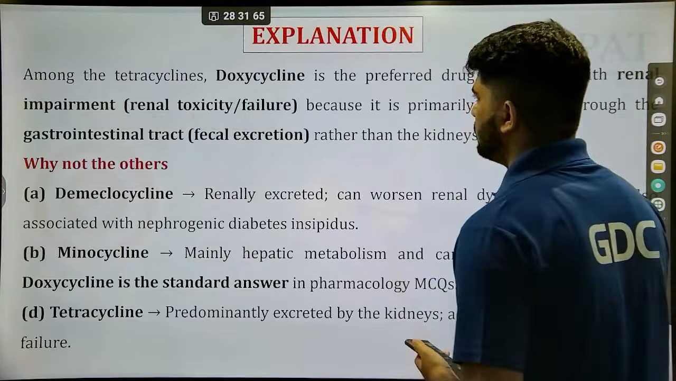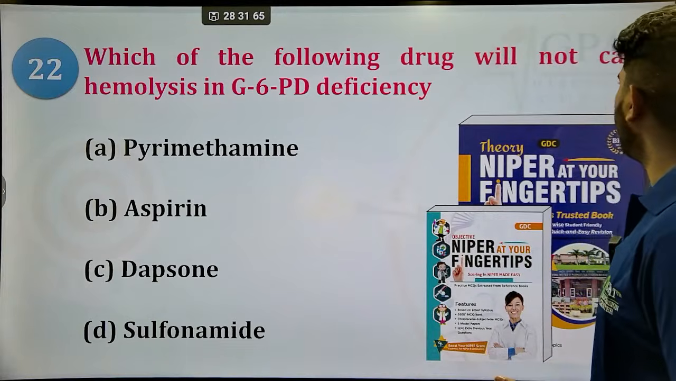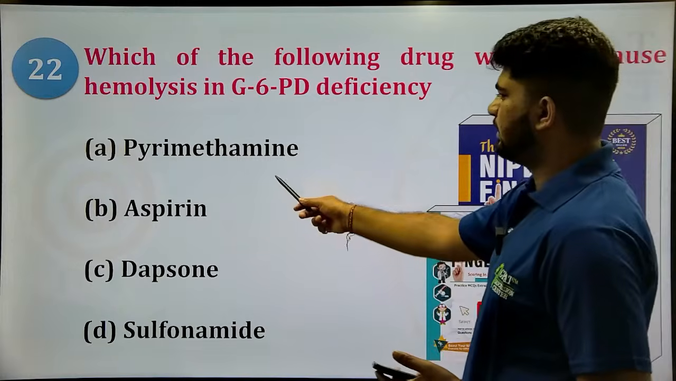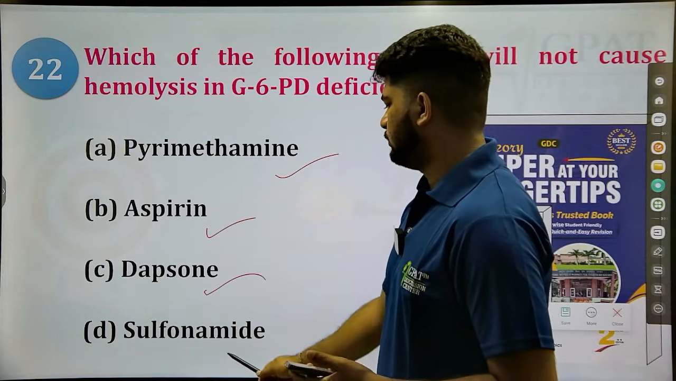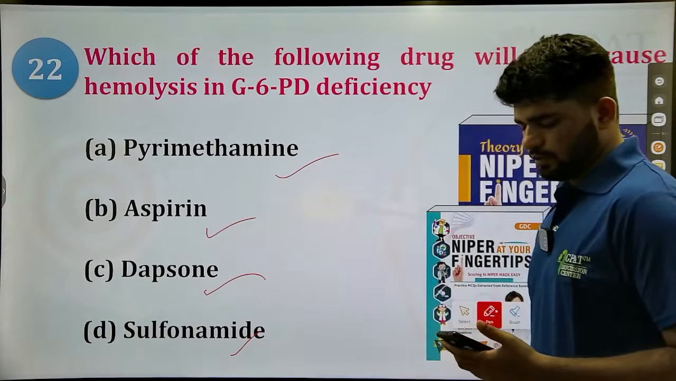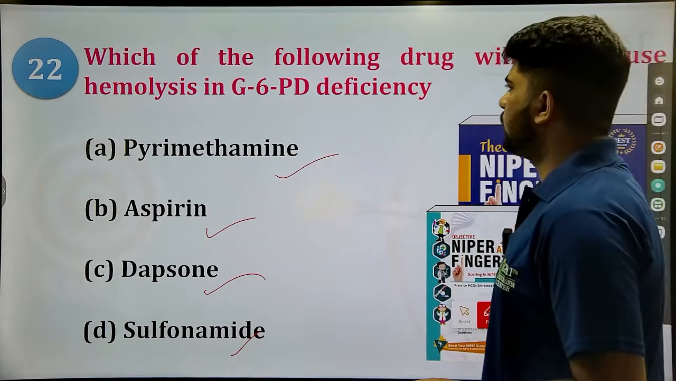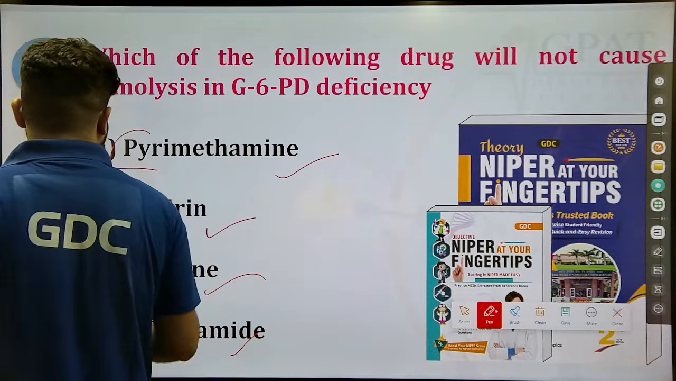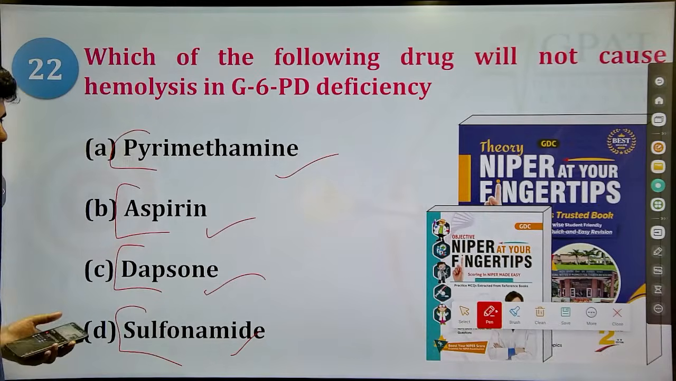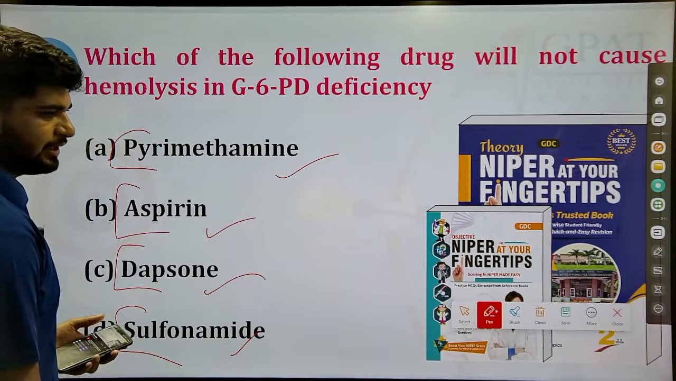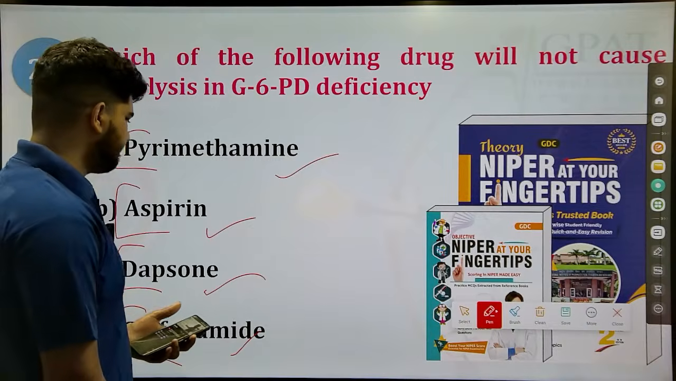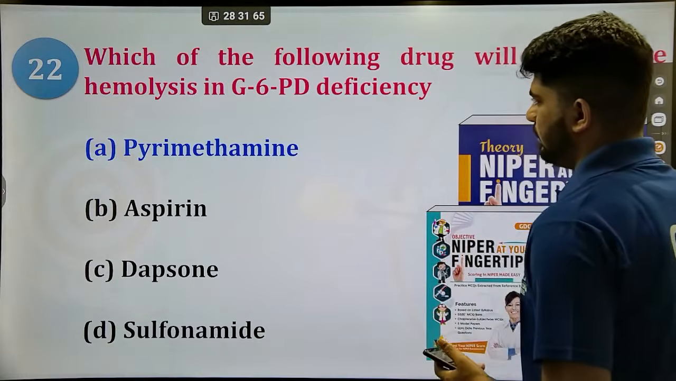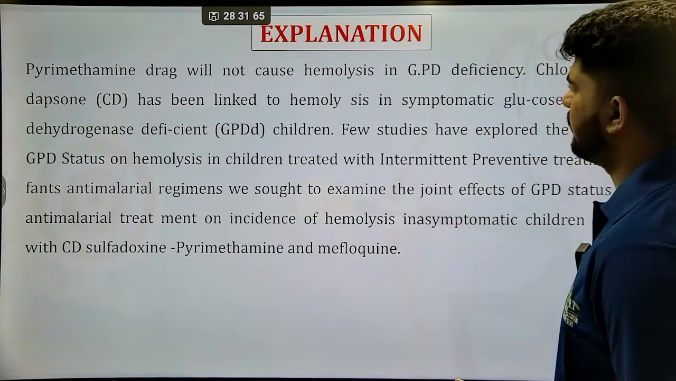Now, which of the following drugs will not cause hemolysis in G6PD deficiency? Pyrimethamine, aspirin, dapsone, or sulfonamide? Anyone? G6PD? Pyrimethamine drug will not cause hemolysis in G6PD deficiency.